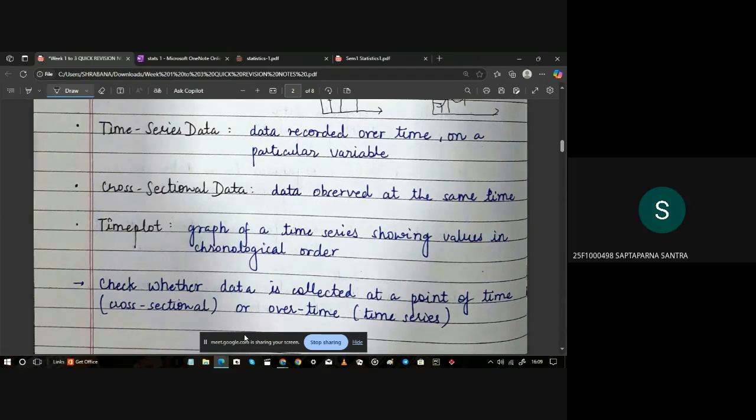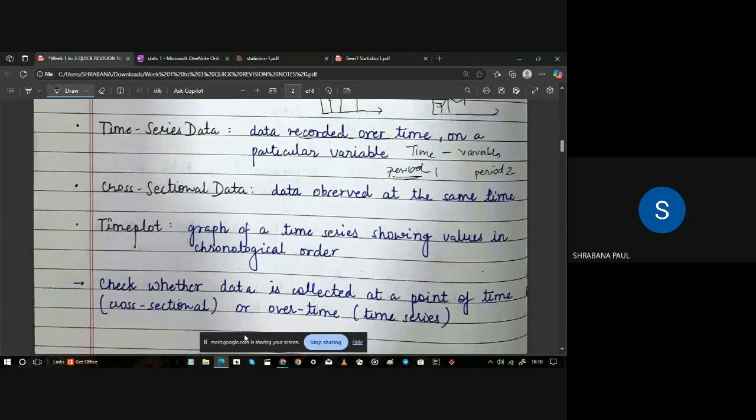It could be the change of weather patterns throughout a year. Yes, monthly weather pattern changes. Very good. So time series data are data recorded over time, where time is the variable here. Time varies from period 1 to period 2.